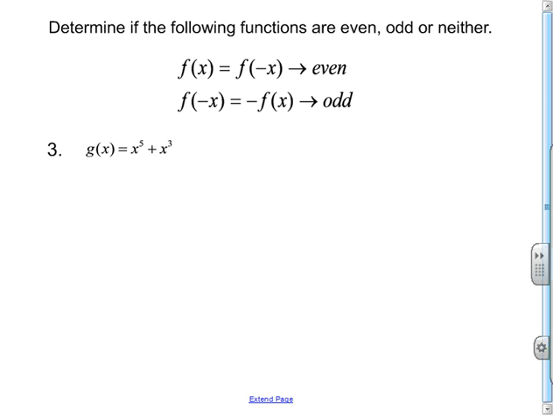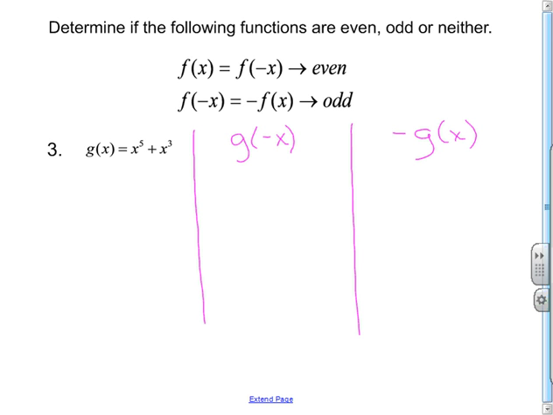So one more example here. Determine if the following functions are even, odd, or neither. We have g of x equals x to the fifth plus x to the third. So I'm going to again draw my organizer where I'm given g of x, I'll compute g of negative x, and then I'll compute the opposite of g of x. To compute g of negative x, again I'm just plugging in negative x for the x. It feels a little weird when you're swapping something with an x for something with an x, but it's in fact substituting in negative x.